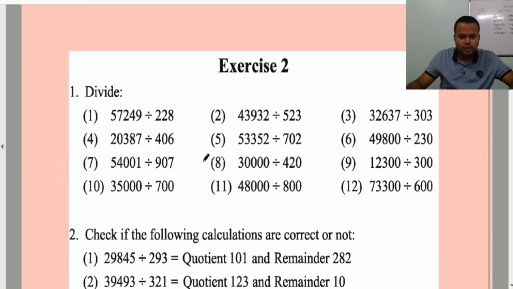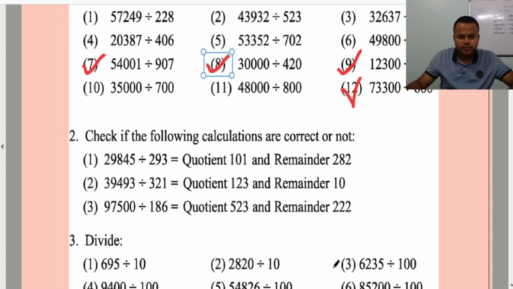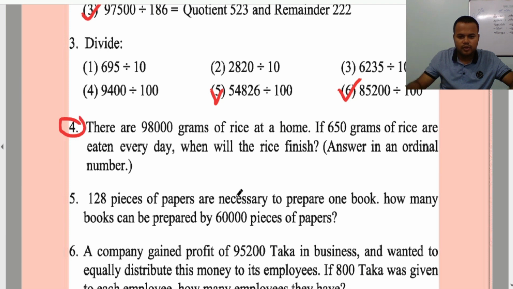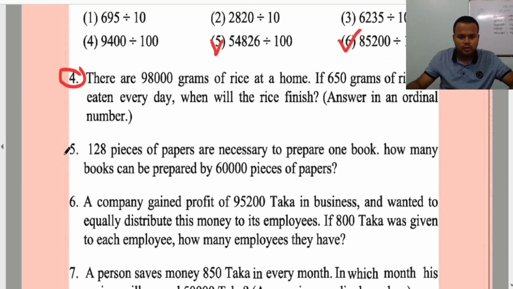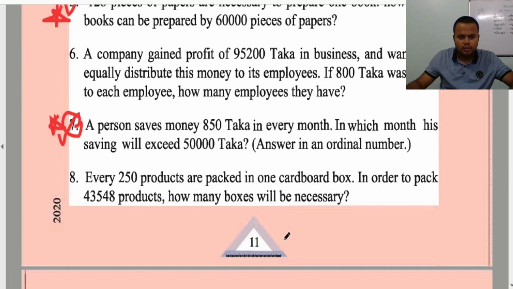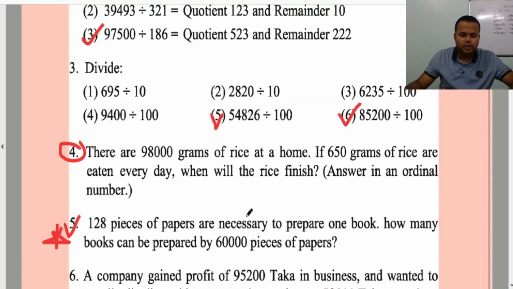Now from exercise 2, that is number 8, number 7, number 9, number 12. Okay, here number 1 and number 3. Now divide here 1, 5, 6, number 5, 6, and now this one is very important. A person saves. Okay, here number 8. That's all for chapter 2.